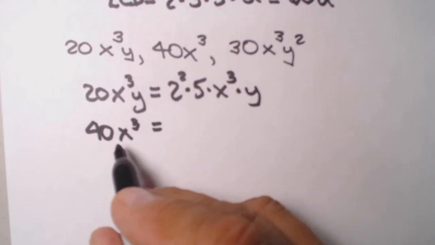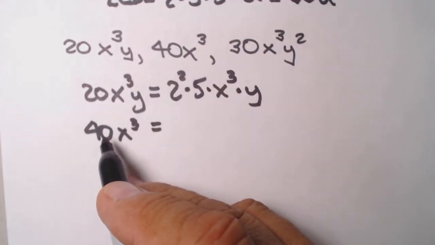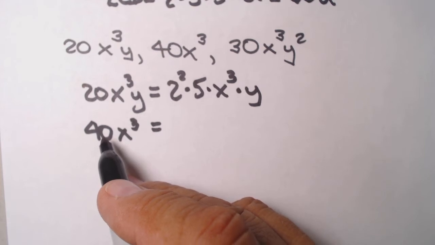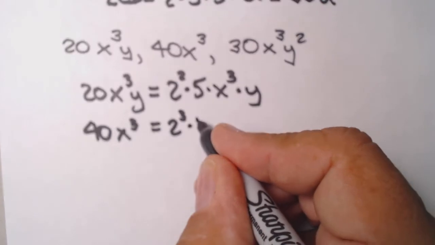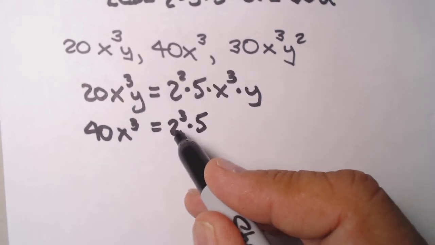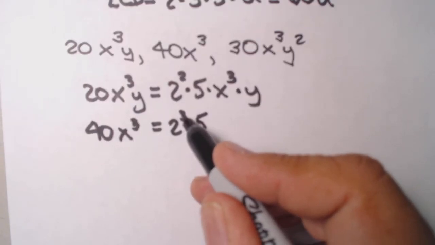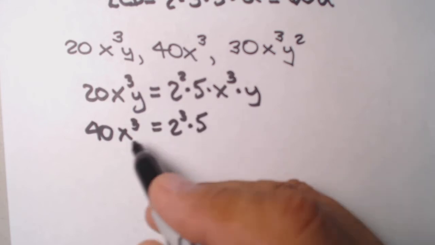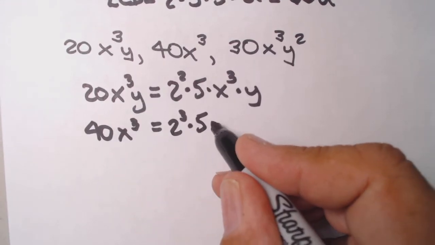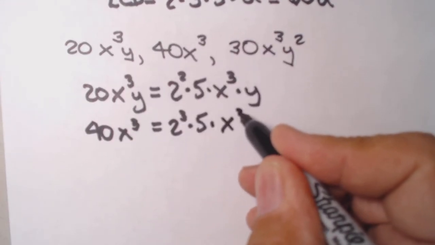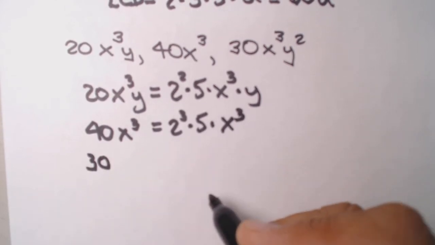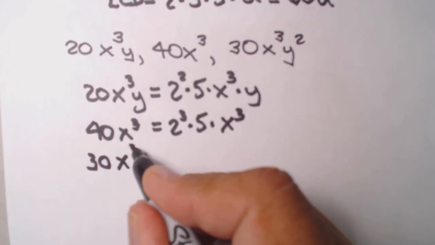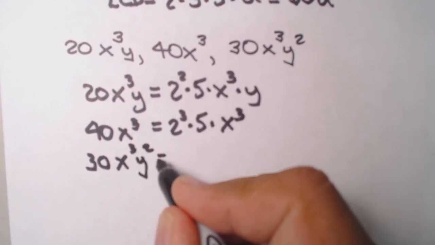40x cubed. Okay, that's the next number here. Well, 40 is 8 times 5, and 8 we've seen before is 2 cubed. Okay, we'll check this here in a moment. 2 cubed. 2 times 2 is 4 times 2 is 8. 8 times 5 is 40. So there's the number, and the variable's easy. It's just x cubed. Okay, the last guy here we got 30x cubed y squared.